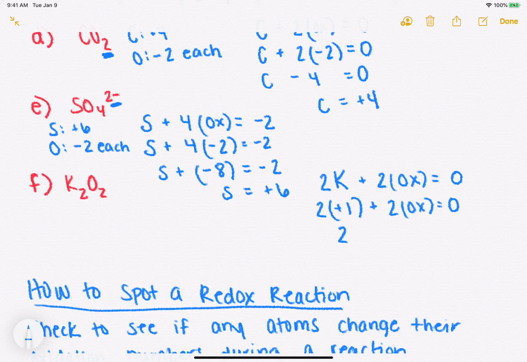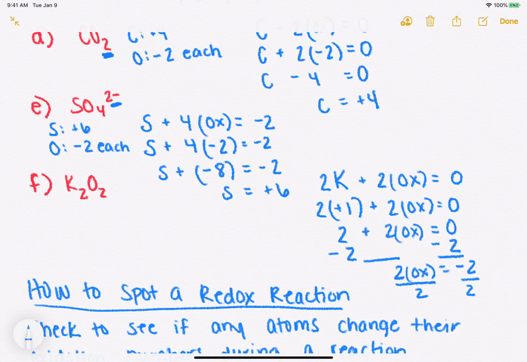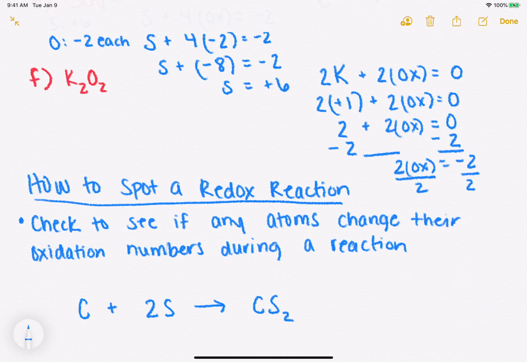So if we have 2 plus 2 oxygens equals 0, we can solve on both sides. The reason I showed this all out is because we get kind of a weird answer. The oxidation state of oxygen in this particular example is -1.